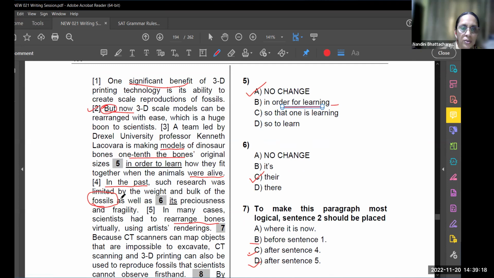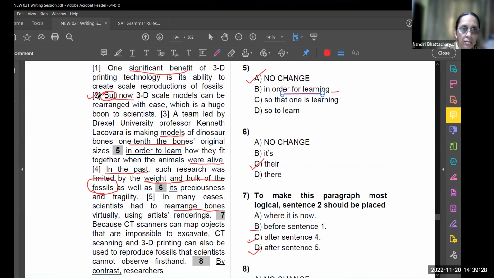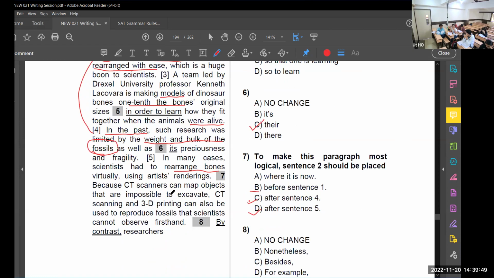In the past, research was limited by the weight and bulk of the fossils. Yeah, so he's talking about what was the problem. And number 2 says, but now 3D scale models can be rearranged with ease, which is a huge boon to scientists. 3D scale models, but now. So this but now can connect to in the past. Does it? Yes.